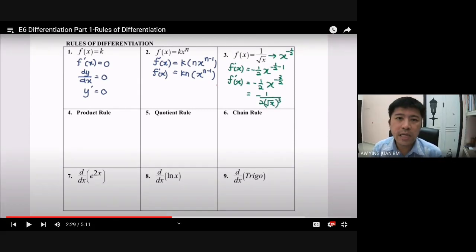So sekarang kita dah bincang, dua. Sebenarnya ada dua sahaja. Okay, number one is a constant. Number two, we have a function k, okay, for the polynomial x to the power of n. So 2 dengan 3 ni sebenarnya sama. So sekarang kita akan bergerak ke product rule, quotient rule and chain rule.